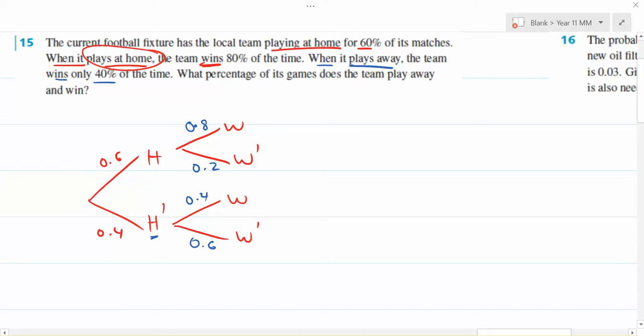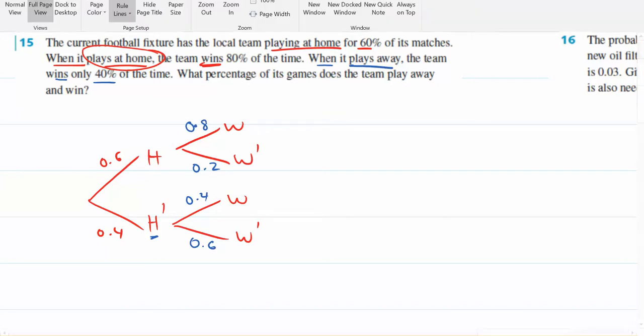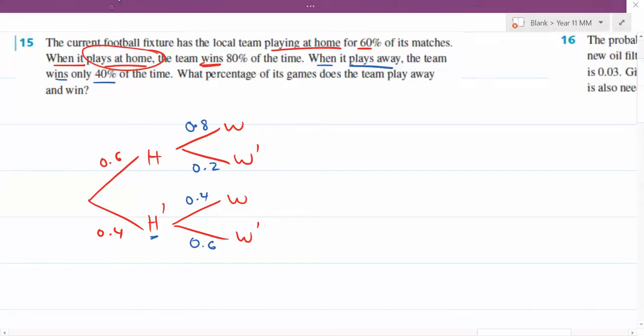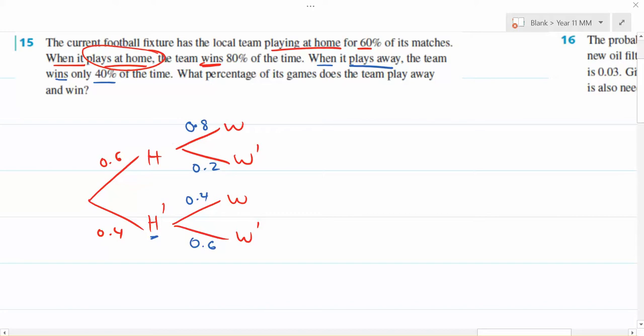What you need to understand is this last branch, and a lot of students don't realize, yes, it was home, win, but it's win given that you played at home. It's not winning given that you played at home. This is winning given that you didn't play at home, and this is not winning given that you didn't play at home. That's technically what the tree diagram is. It's a conditional tree diagram. It's a dependent tree diagram.